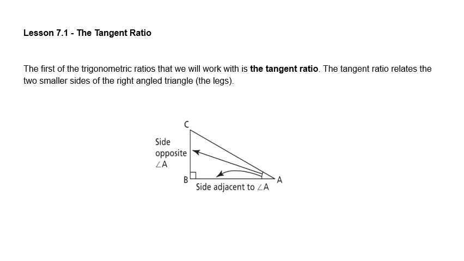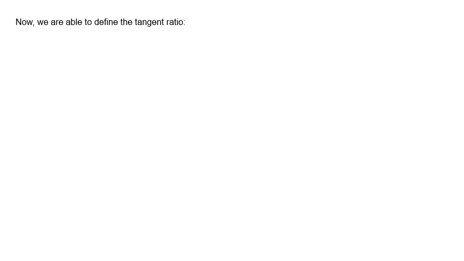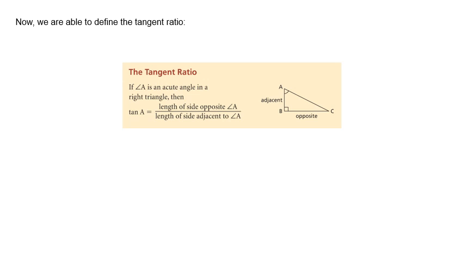So in this triangle, if we're looking at angle A, the opposite side is the side directly across from it, and the adjacent side is the side that helps make up that angle, the one next to it. The tangent ratio helps us find a relationship between those two sides, the opposite and the adjacent. So we're able to define the tangent ratio as the length of the opposite side over the length of the adjacent side. Or more simply put, the tangent of angle A is opposite over adjacent.